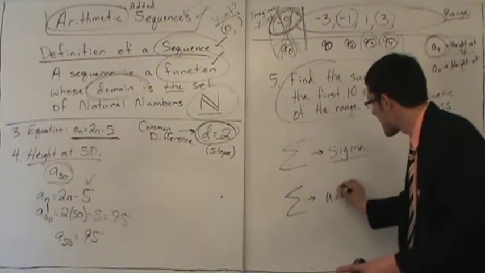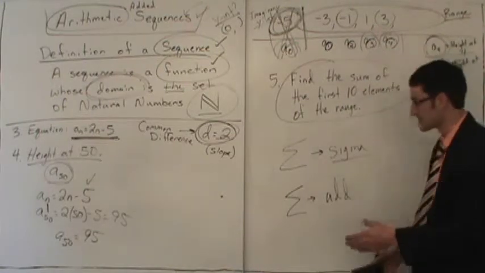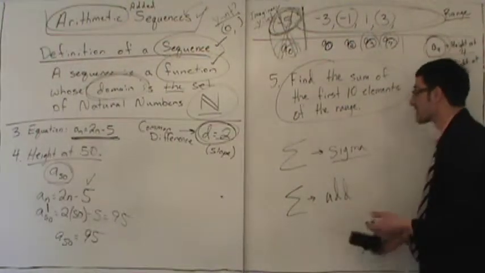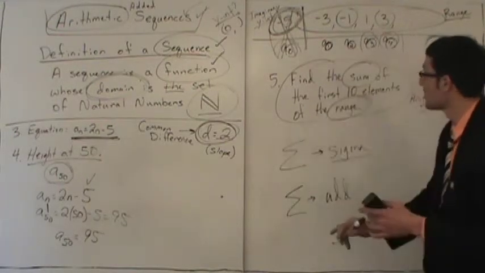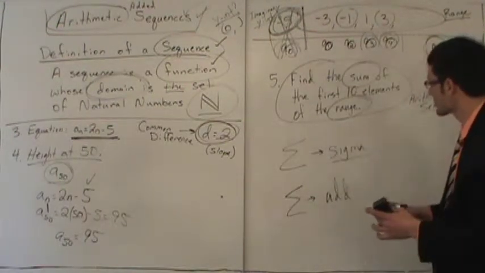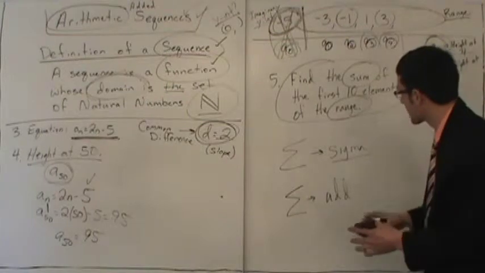Capital sigma means add. That's all it means. Sigma means add. So what are we adding here? We're finding the sum of the range. So we have to add the range.